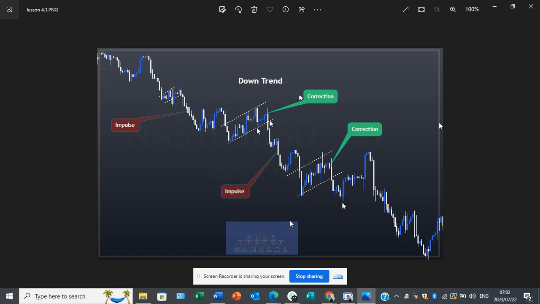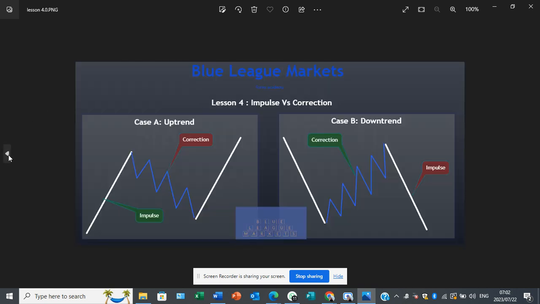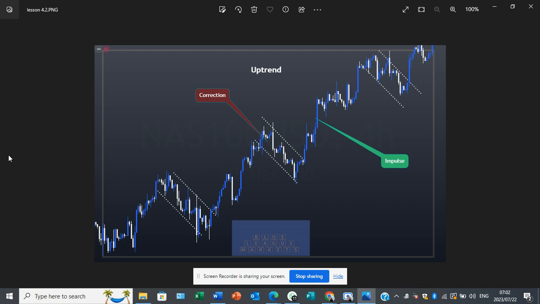You should also be aware that whenever you're having an impulse, it will correct itself in the form of a trend line. We don't really focus on trend lines in this module because we're smart money traders, but I just made these trend lines to further explain my point. A downtrend will look something like this. It will have an impulsive move going down, then it will have corrections going up in the form of a trend line.